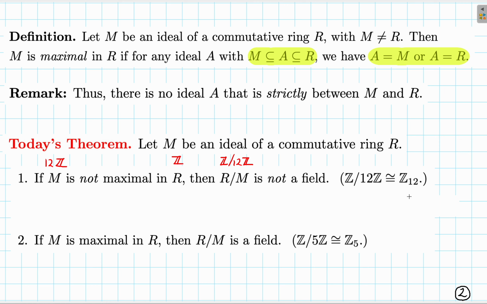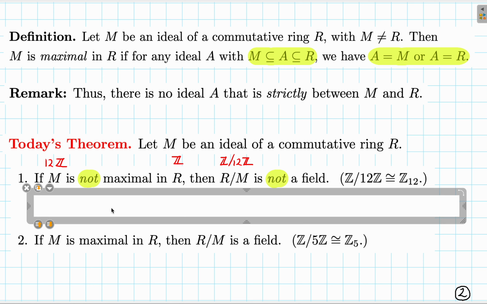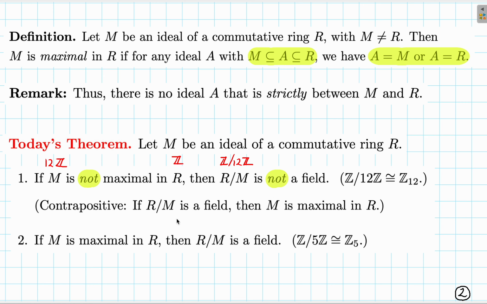For instance, it has zero divisors. In Z12, 3 times 4 is equal to 0. And since Z12 has zero divisors, it can't be a field. And because Z12 isn't a field, Z mod 12Z is not a field either. But notice that part 1 of the theorem contains a couple of nots in its statement. And so as we typically do in these scenarios, let's go ahead and prove the contrapositive. In other words, if R mod M is a field, then M is maximal in R. That's what we'll prove in today's lesson.